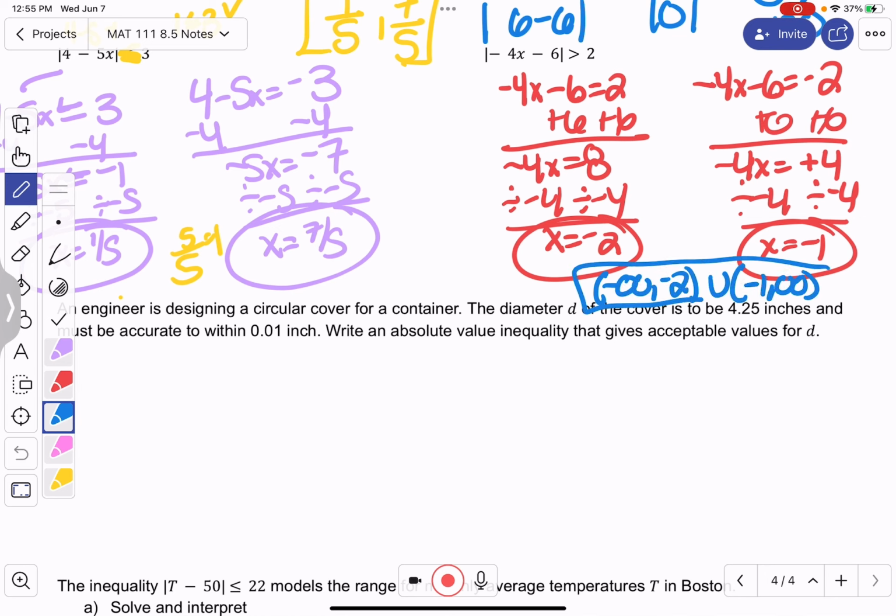If we wanted to graph that, we could go to our y equals, math over to num for absolute value, and do x minus 50. Then for our 22, if we put that in the other line, we can look and see where they intersect. So let's see what happens if we zoom 6. So we see this graph here, and we know we only are worried about the temperatures from 28 to 72.